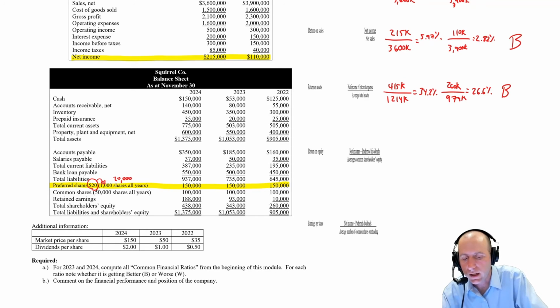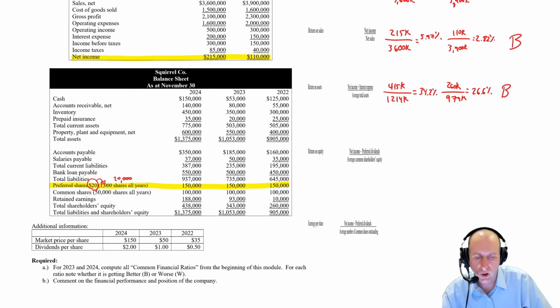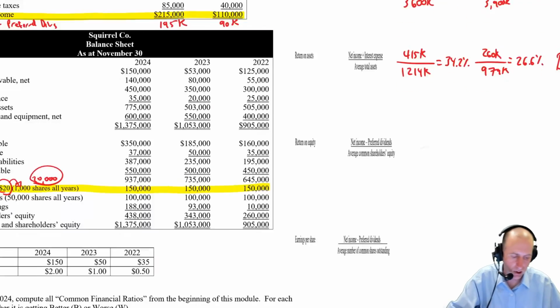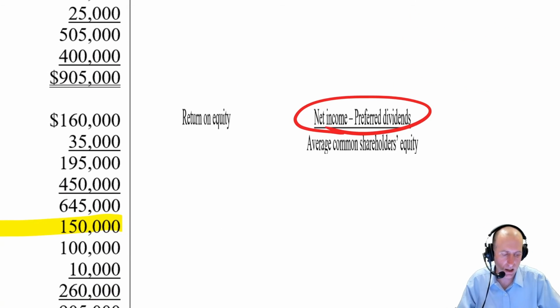Because the first claim on net income goes to the preferred shareholders, we're going to deduct preferred dividends. So I'll just make a new line here. Net income minus preferred divs. 215 minus 20 is 195, and 110 minus 20 is 90. Again, the preferred dividends are 20,000, and the formula here is net income minus preferred dividends.